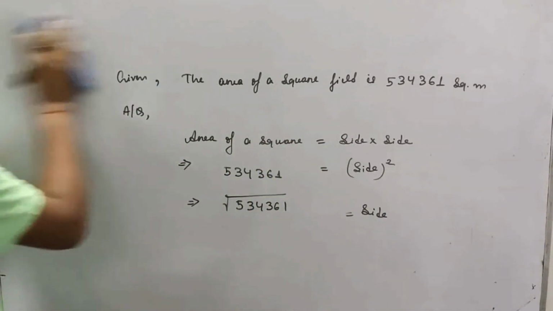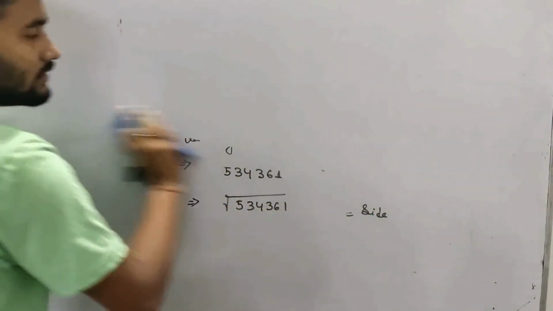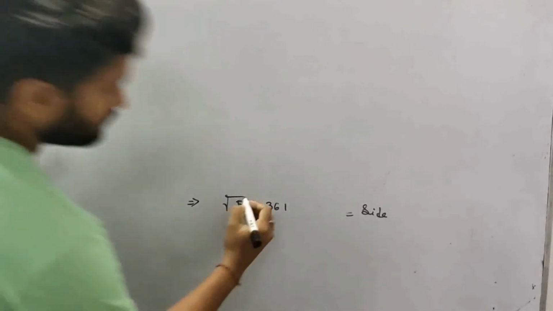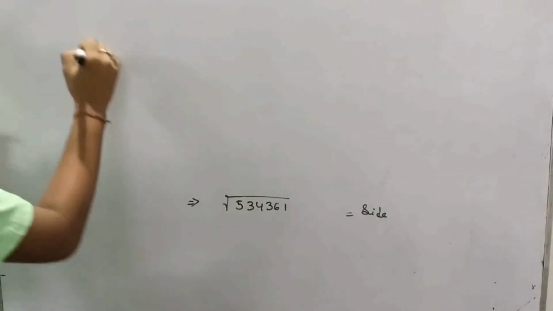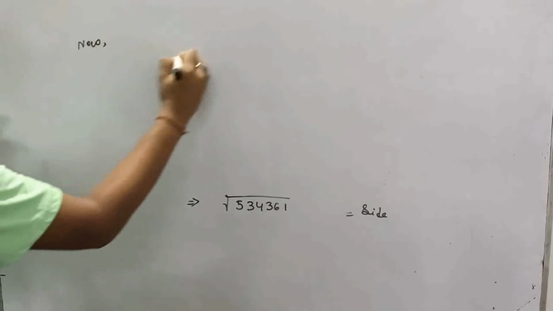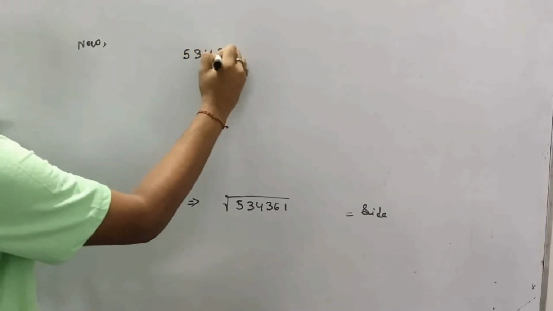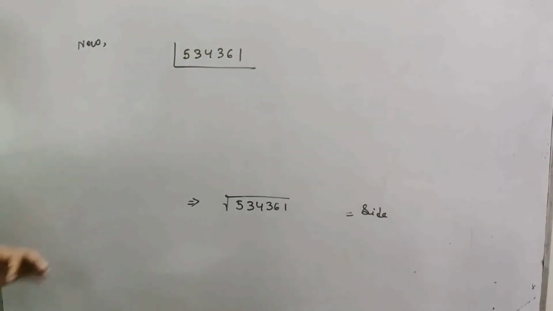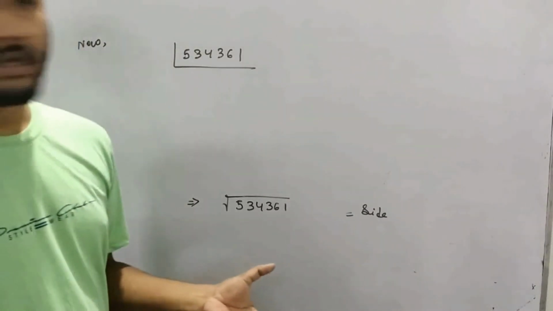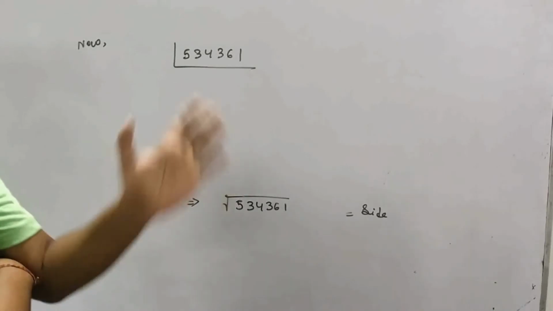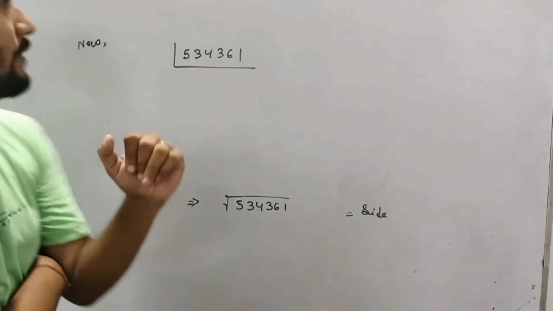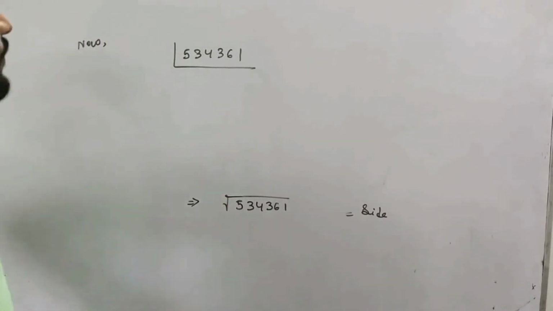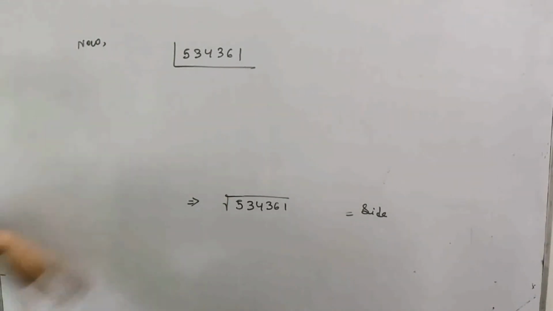So you write after this line, now you will find the square root. You know how to find the square root, okay? So find the square root. You see by what number this is divisible. So you check. This is an odd number, so it is never divisible by 2. So you check by 3.